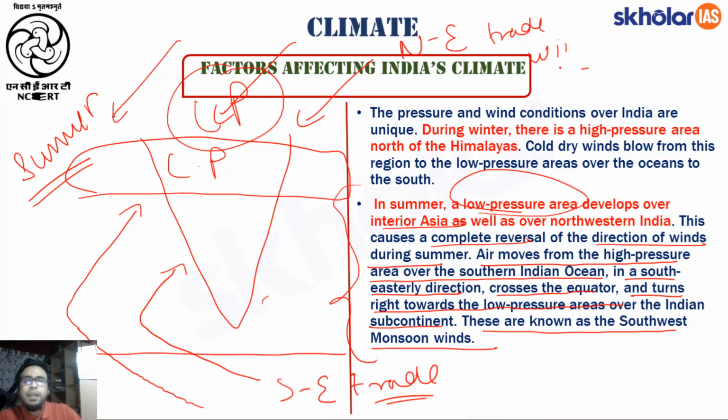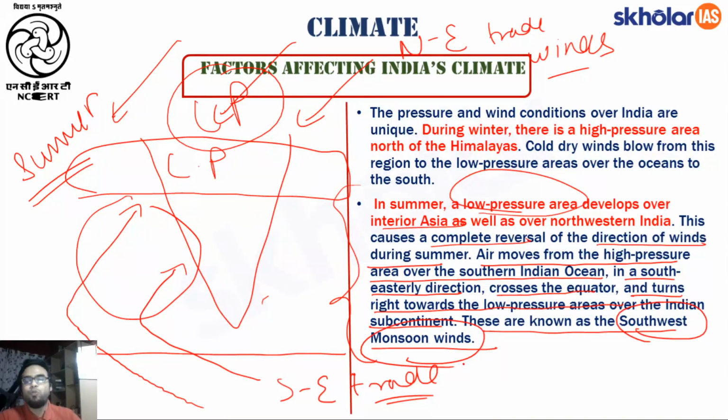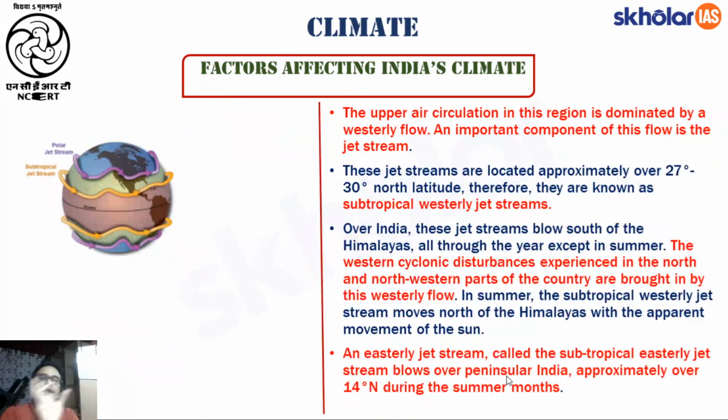Fine. So these winds which are trying to enter India are nothing but the southwest monsoon winds. These southeast trade winds, during the summer times, get modified and we get the southwest monsoon winds, right? So for the timing you just understand this. In the coming classes we will talk in much more detail about this, right? Then what is the next?